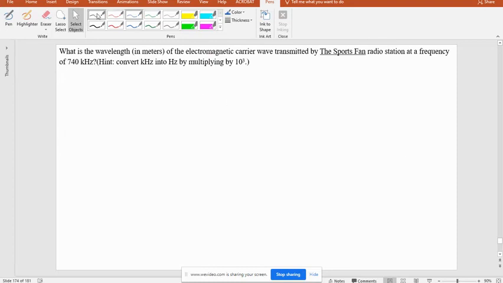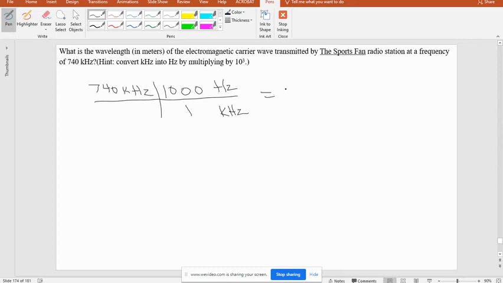All right, here we have wavelength given in meters, or they're asking us to solve in meters. We're given the frequency. So here we have kilohertz. We need to convert that to hertz. So if I have 740 kilohertz, I want to convert that into hertz. My kilohertz go down here, and I know in 1 kilohertz I have 1,000 hertz. So that's my hertz for my frequency.